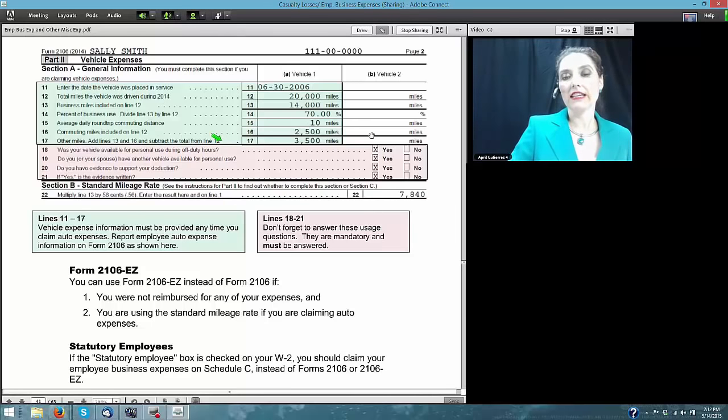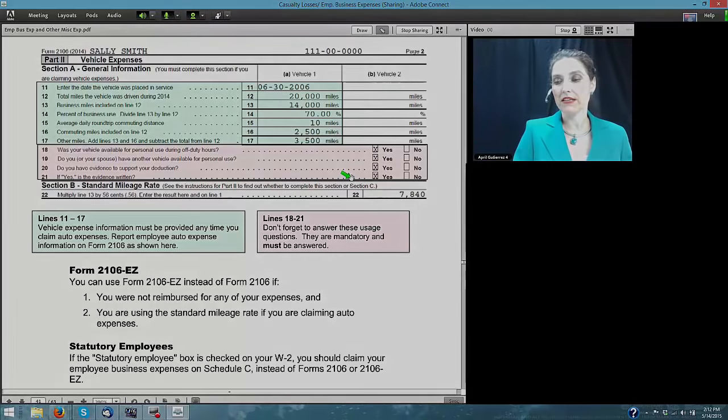And then finally, the form wants to know the answers to these questions. Was the vehicle available for use in off-duty hours? Do you or your spouse have another vehicle available to you? Do you have evidence to support your deduction, and is the evidence written? Those are mandatory questions, and they must be completed.